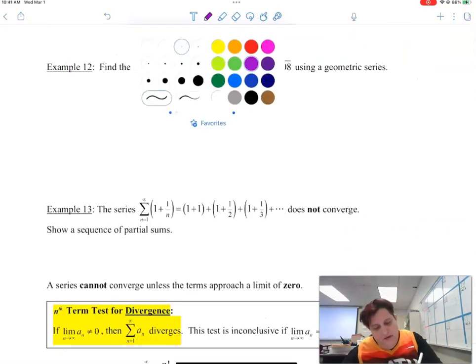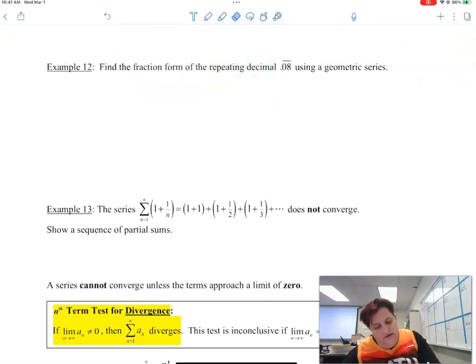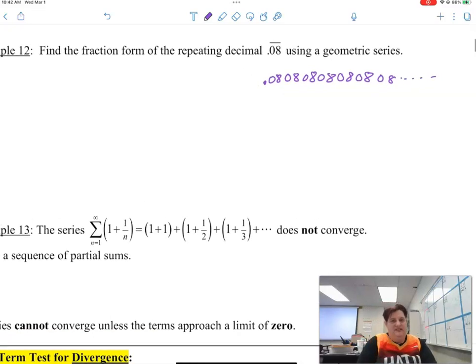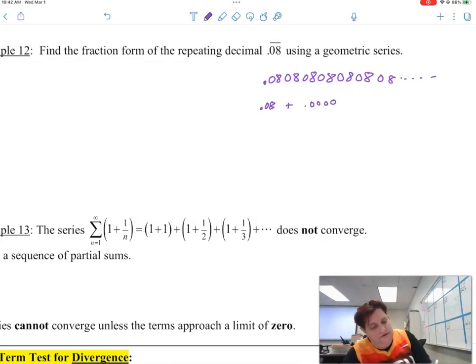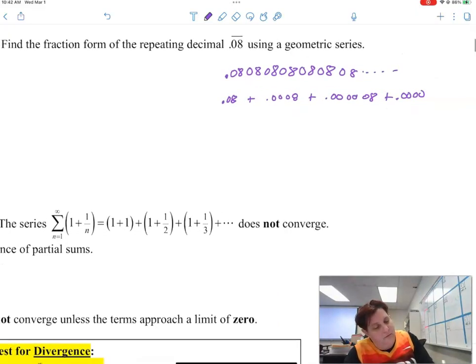Okay, so guys, this is kind of fun. If I'm going to make a geometric series, find the fraction form of this decimal. Now, I could definitely put that in my calculator and see what decimal that is. But I'm going to do it with a series because it's so cool. Basically, this is 0.08 plus 0.0008 plus 0.000008. So every 2 decimal places, it adds another 0.08.